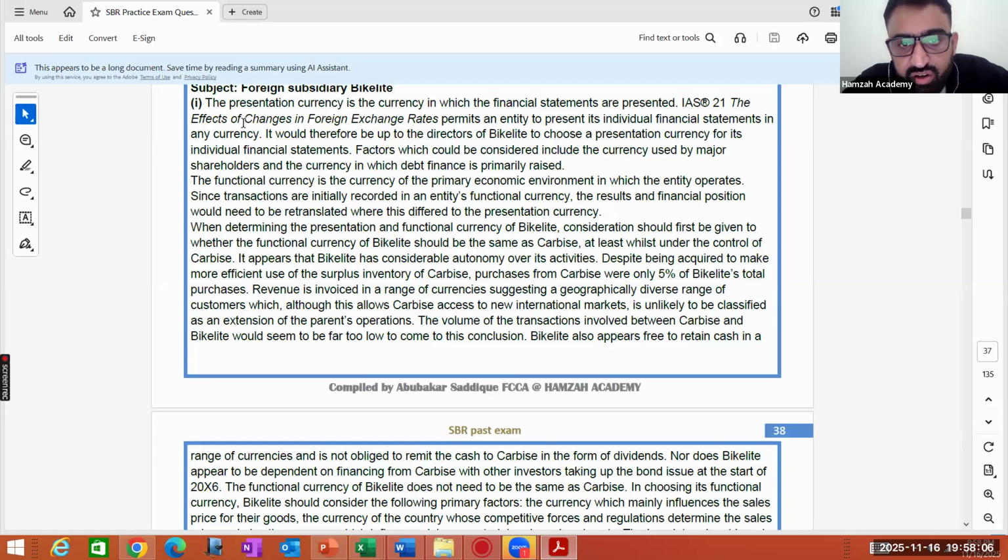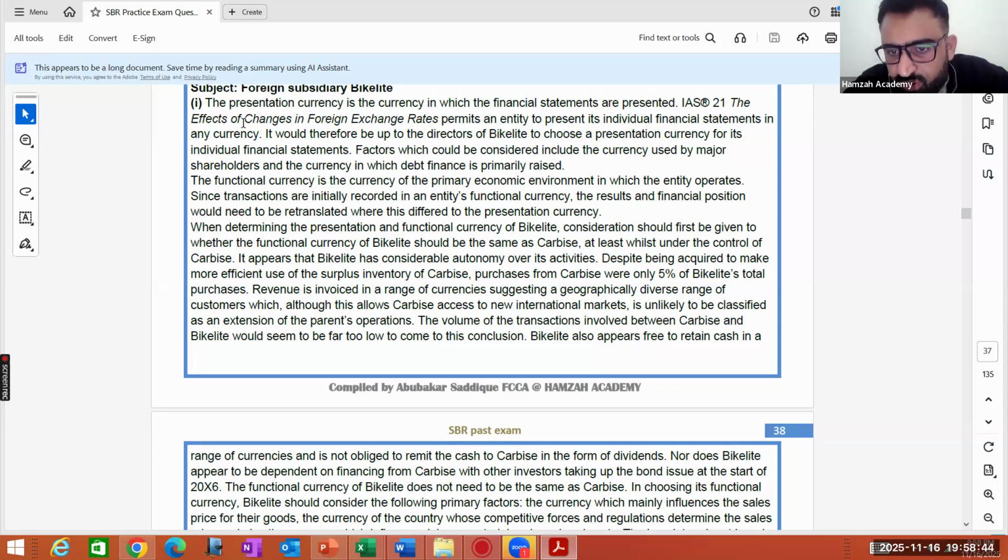Since transactions are initially recorded in an entity's functional currency, the results and the financial position would need to be retranslated where it is different from the presentation currency. When determining the presentation and functional currency of the B, consideration should first be given to whether the functional currency of the B should be the same as Carbice, at least while under the control of Carbice. It appears that the B has considerable autonomy over its activities, despite being required to make more efficient use of the surplus inventory of Carbice.